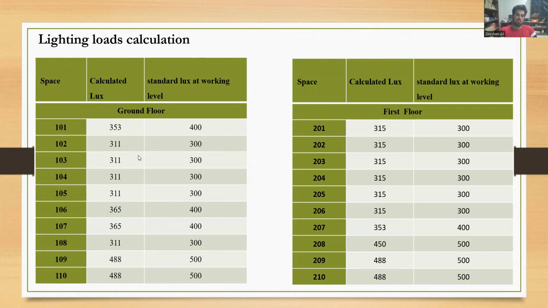So we compared these and analyzed them to check whether the lighting load, whether the luminance, is as per standard or not in Sukkur IBA. We did this for each space. Here we show it for 2 floors. This is for the ground floor, each room, and this is for the first floor.